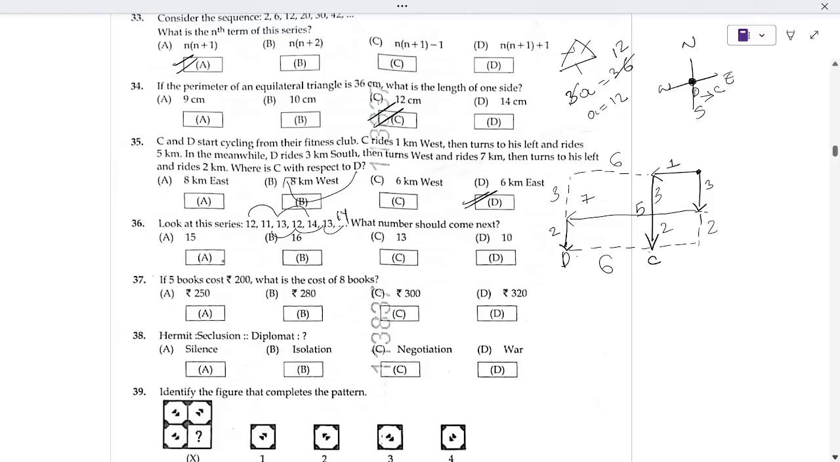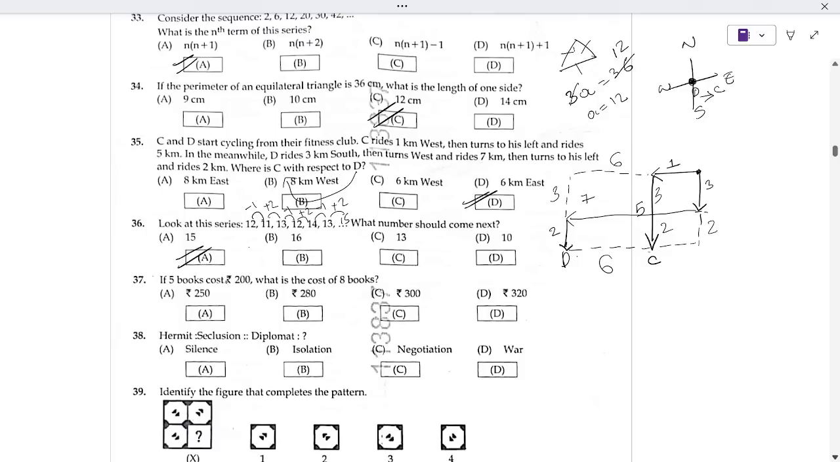So let's check another style. We can try the next pattern. 12 minus 1 will give us 11. So 12 minus 1, then plus 2. Minus 1, plus 2. That means minus 1 plus 2 will give us 15. 15 is in the options. Yes, A is the answer.